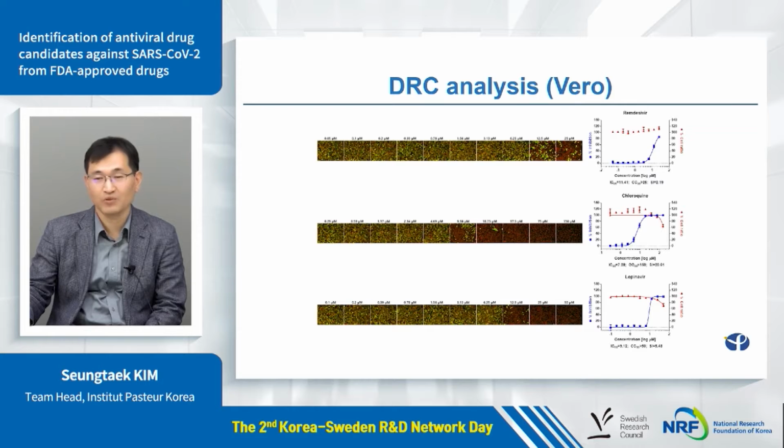Okay, from now on, I'm going to talk about the results. This slide shows the results of the reference drugs such as remdesivir, chloroquine, and lopinavir. As you can see, our screening is an image-based antiviral assay. The red signals are coming from the nucleus of the host cells, and the green signals are from the viral protein. As the drug concentration increases, green signals disappear. These image data were converted to these dose response curves. For example, IC50 of remdesivir was 11.42 micromolar.